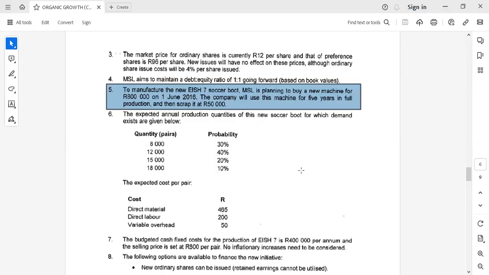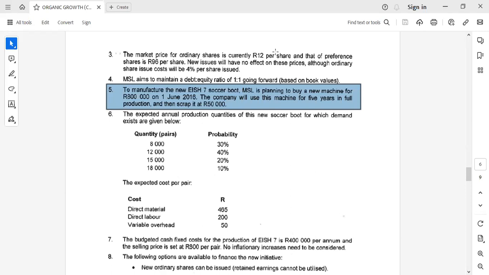The expected annual production quantities of this new soccer boot for which demand exists are given below. So that's the expected demand. They don't have a certain expected demand, but the demand can change. It can go up or down depending on the situation. So they can either sell 8,000 units, the probability is 30%. Selling 12,000, it's 40%. So what you do, you calculate what we call the expected demand. For you to calculate the expected demand, you multiply quantity times probability, quantity times probability, quantity times probability, and then add up.